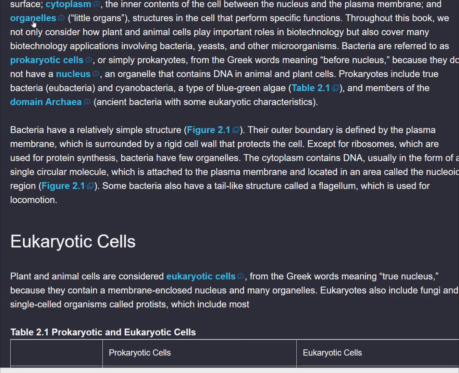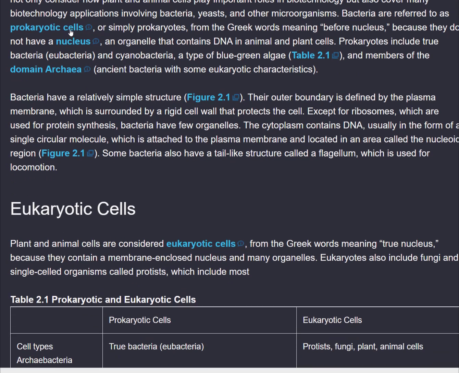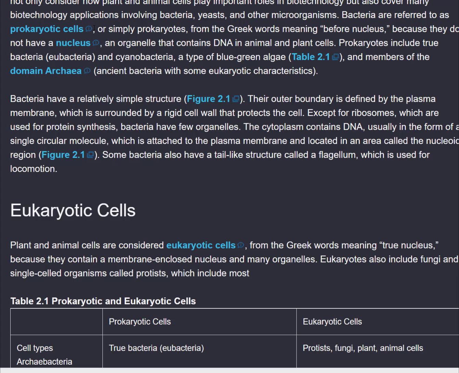And here we have organelles. Organelles are small structures in the cytoplasm of eukaryotic cells that perform specific functions. Prokaryotic cells. Prokaryotic cells are cells that lack a nucleus and membrane-enclosed organelles. The only examples are bacteria and archaea.